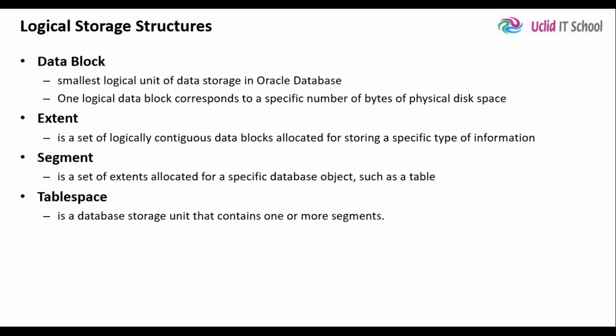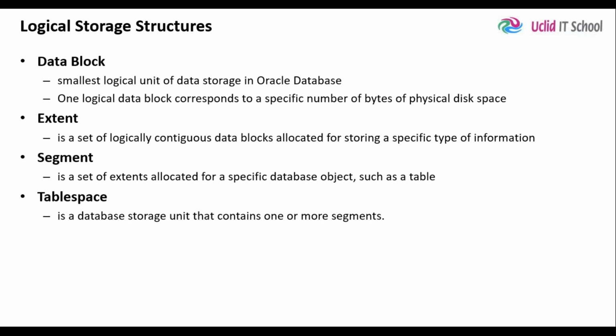Now, next is segment. Segment is a set of extents allocated for a specific database object like a table. When you create a table, Oracle database allocates initial space in the form of extents. Suppose Oracle allocated one extent whose size is 64 kilobyte. Suppose data block size is 8 kilobyte. So that means this extent will have how many blocks? 8 blocks, 64 kilobytes. Like that, first extent size is 64 kilobyte.